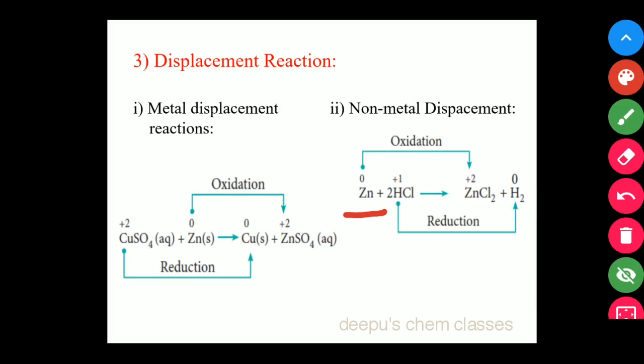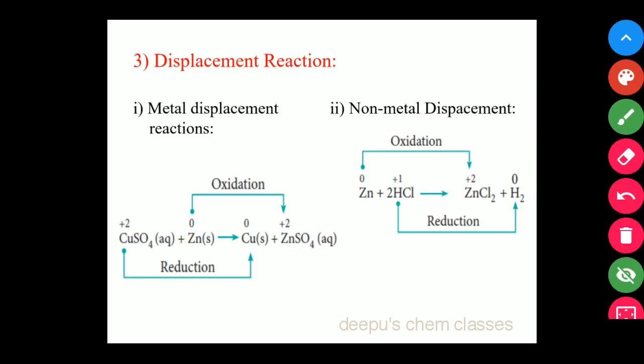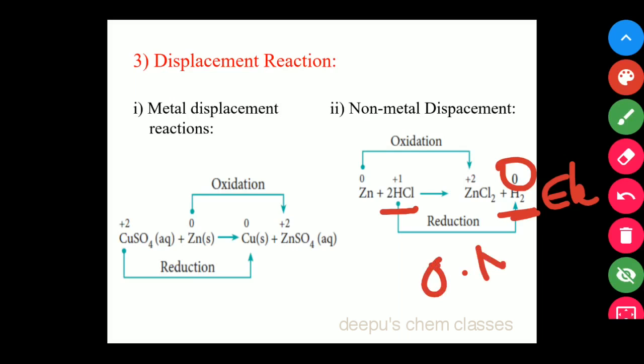Zinc shows 0 oxidation state on the reactant side and +2 oxidation state on the product side. So it indicates the oxidation number increases. If it increases, what is the reaction called? Oxidation. On the reactant side, hydrogen shows +1 oxidation state, but on the product side it shows 0 oxidation state because it is in elemental form. So +1 to 0, the oxidation number decreases.